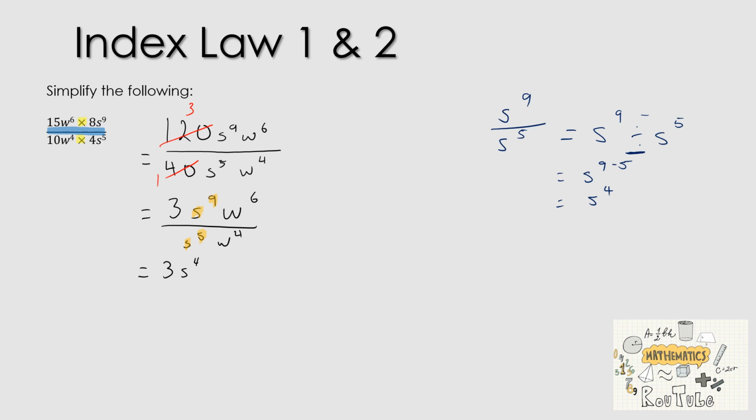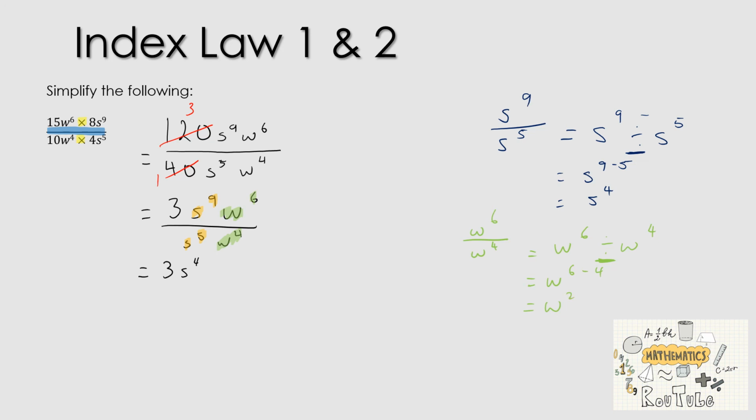So now we're going to deal with the w's. We've now got w to the power of 6 over w to the power of 4. And just like the one with the s's, that is just another way of writing w to the power of 6 divided by w to the power of 4. Again, we've got division, so we know we need to apply the second index law. So w to the power of 6 minus 4, which becomes w squared, or w to the power of 2.